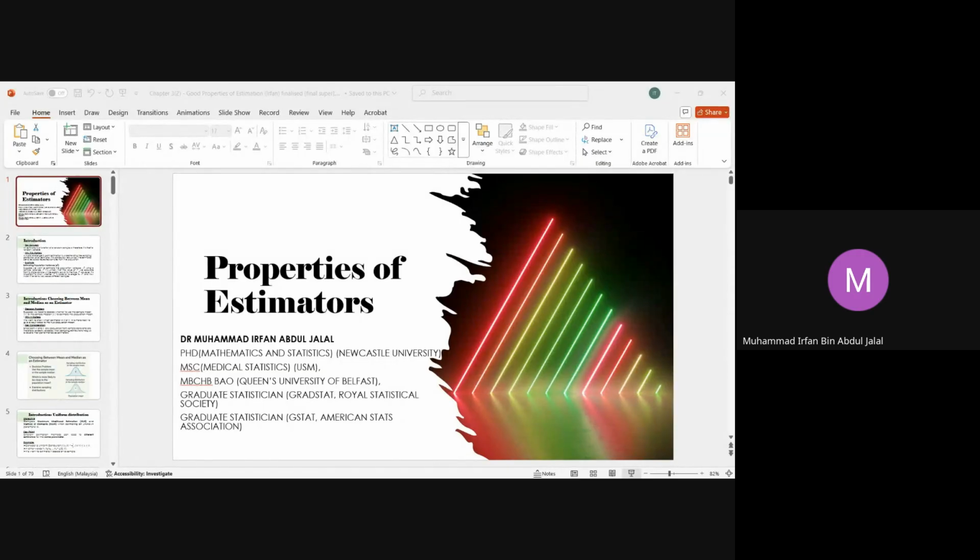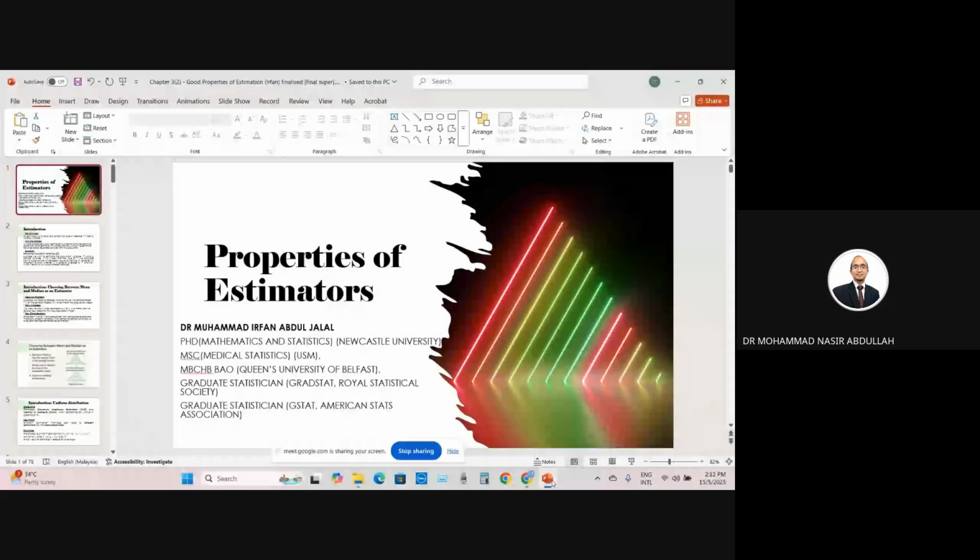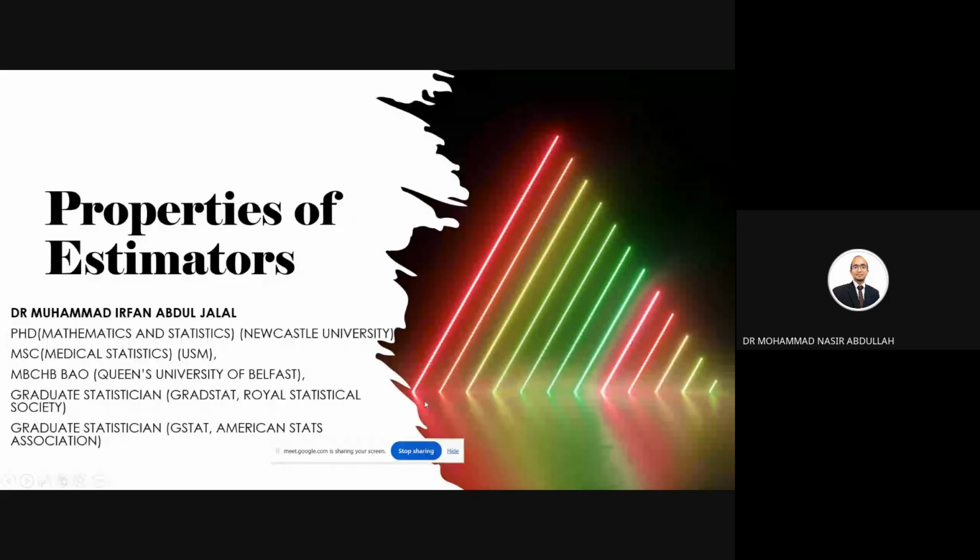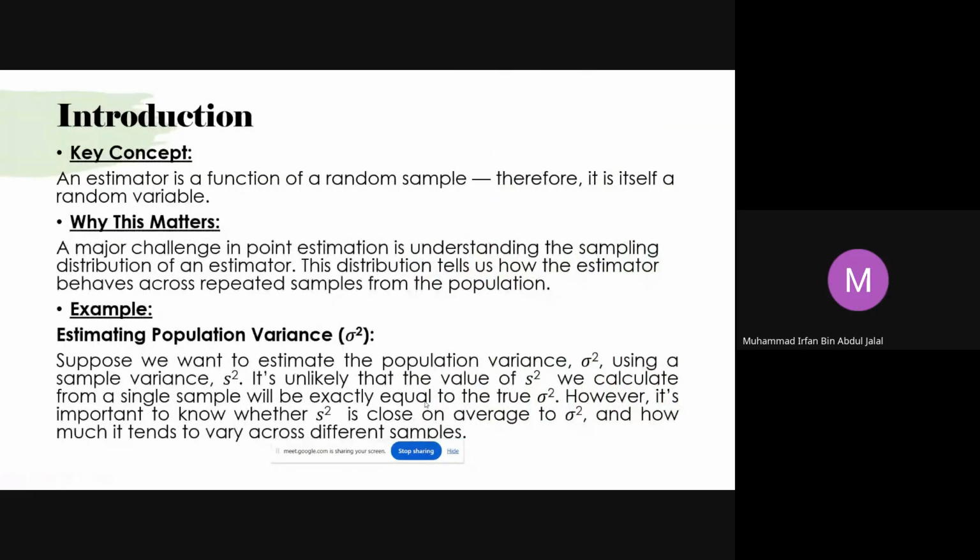As an easy example, for example, Dr. Irfan, your slide is not moving. Is it moving? No, it's not moving. Maybe you can share your screen instead of sharing the slide. Okay, stop sharing. Share entire screen. Okay, can you see my slides now? Can you move the slide? Okay, all right.